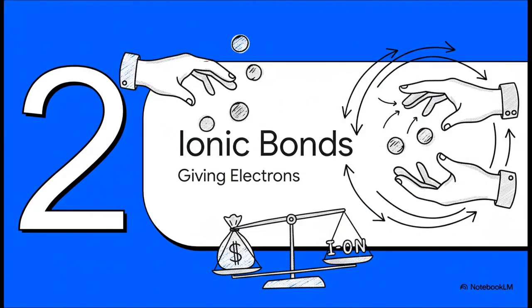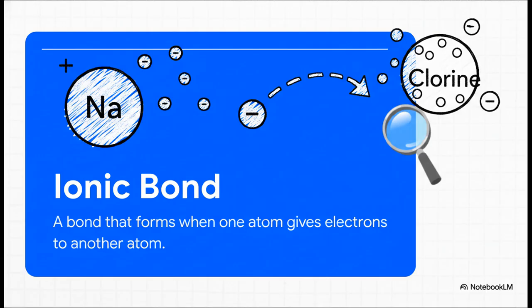All right, let's start with the most dramatic option, the giving and taking of electrons. This leads to what's called an ionic bond, and it's really less of a partnership and more of a transaction. So the most important word here is transfer. In an ionic bond, one atom literally just hands over an electron to another atom. It's a giveaway, no takebacks. And that one simple action changes absolutely everything for both of them.